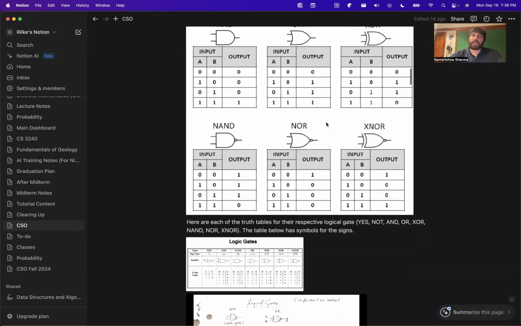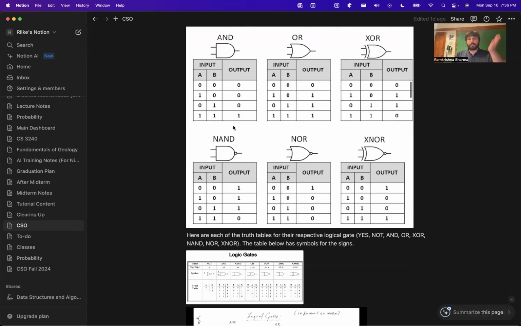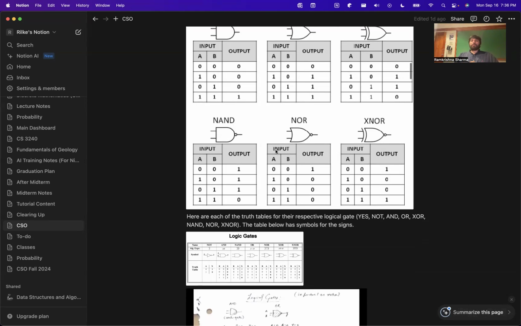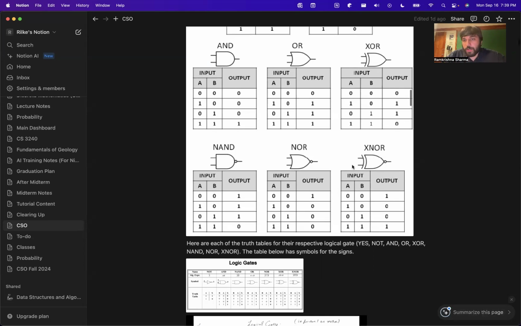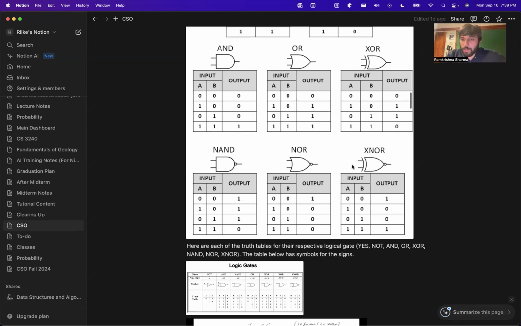NAND is just the inversion of AND. So you'll see the outputs of AND here, and then NAND is just an inversion of that down the line. The NOR is just the inversion of OR. So whatever the output of OR is, you simply invert it: OR is 0, 1, 1, 1, NOR is 1, 0, 0, 0. The exclusive NOR is simply the inversion of, sorry, it's the inversion of XOR. So here you had 0, 1, 1, 0. Here you have 1, 0, 0, 1.